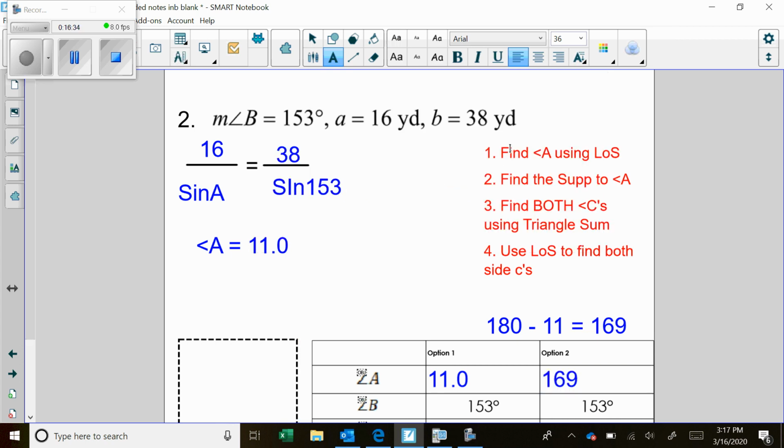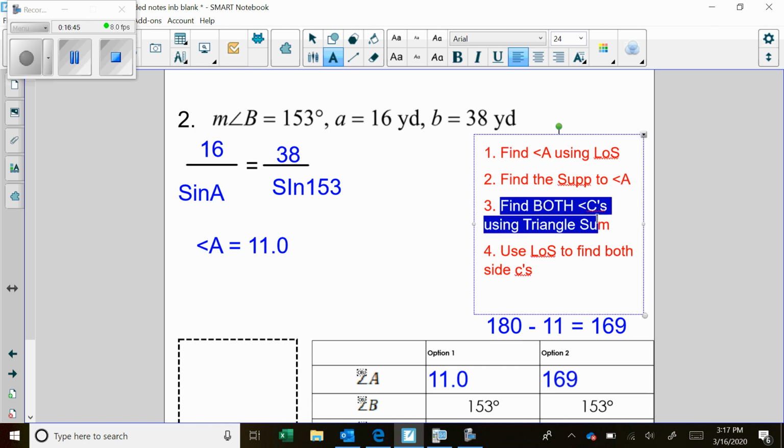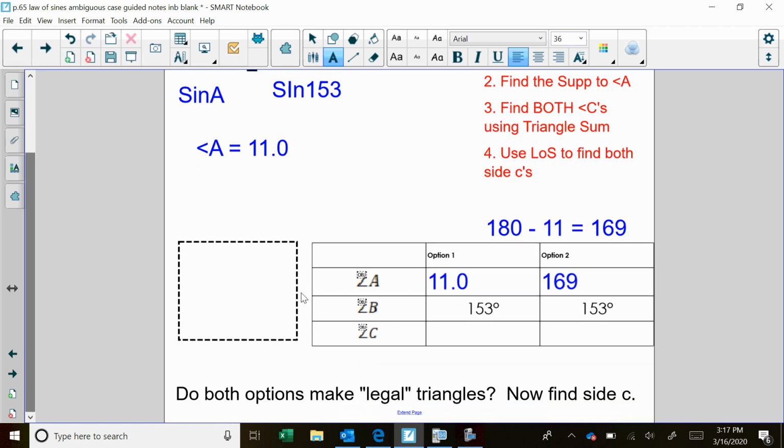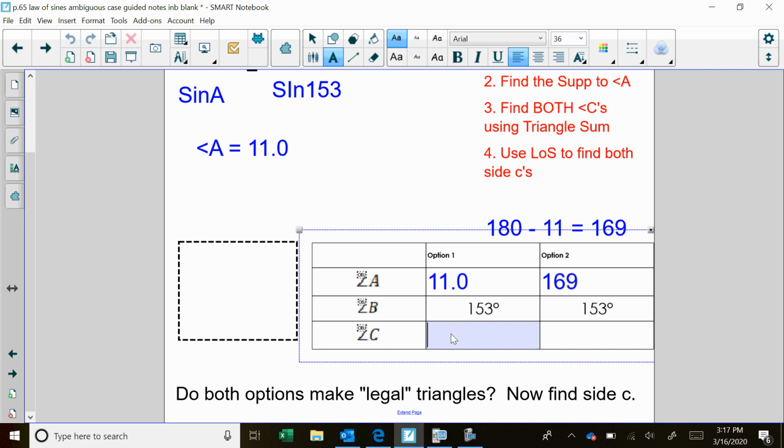All right, so we found angle A using law of sines. We found the supplement of A, which is going to give us the angle 2 option, right here. Now, our third step is to use triangle sum theorem to find both angle C's. And if you watch carefully, you'll notice that one of these is going to not work.